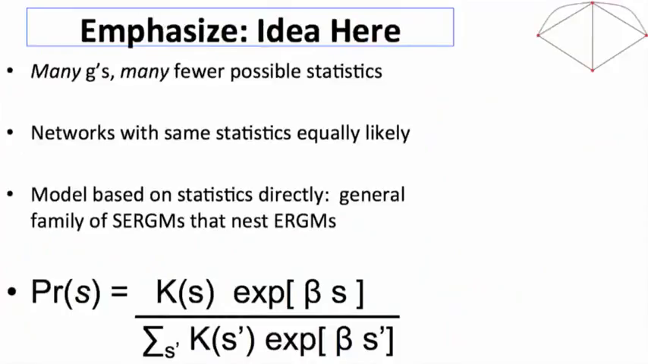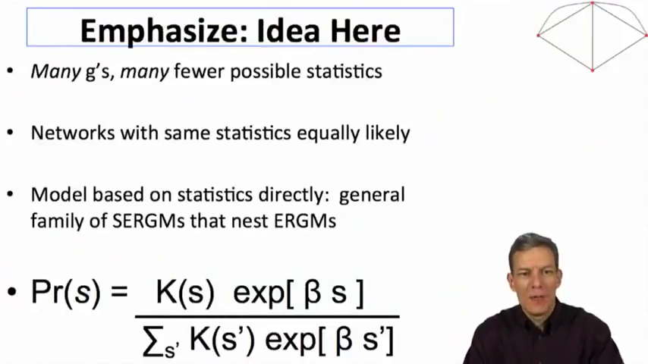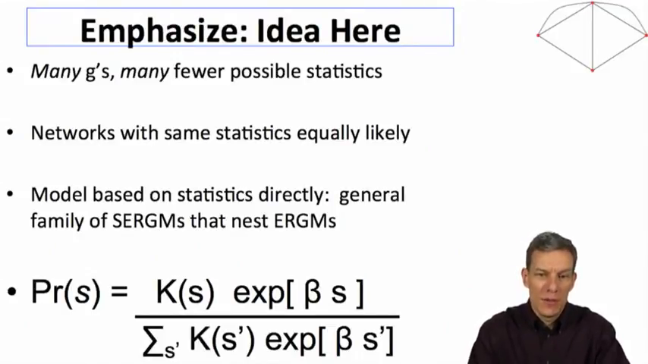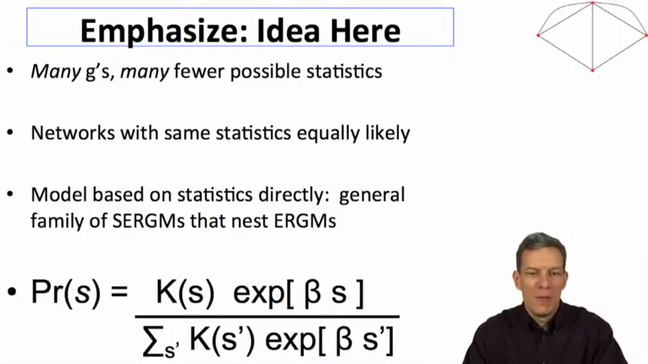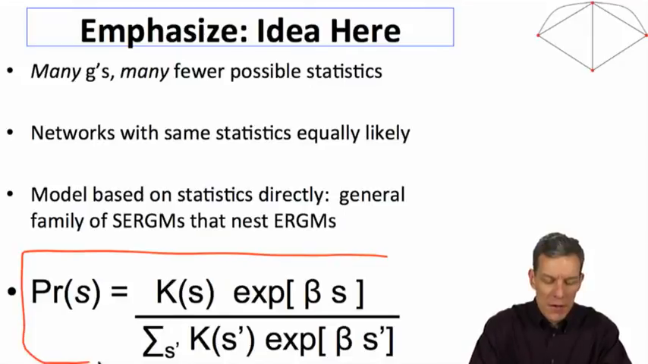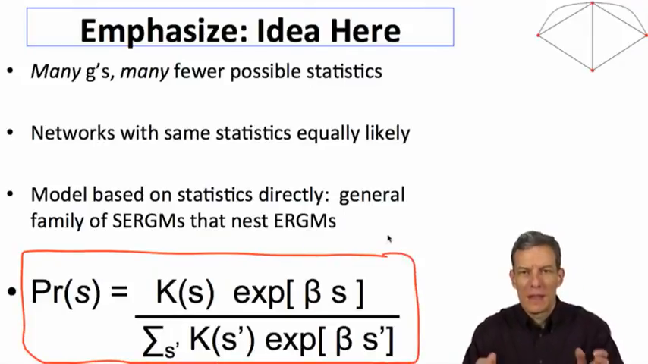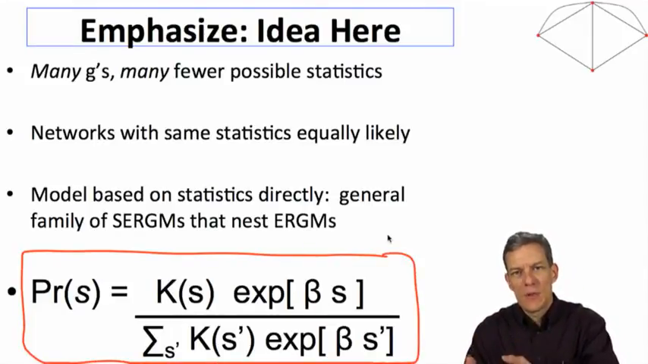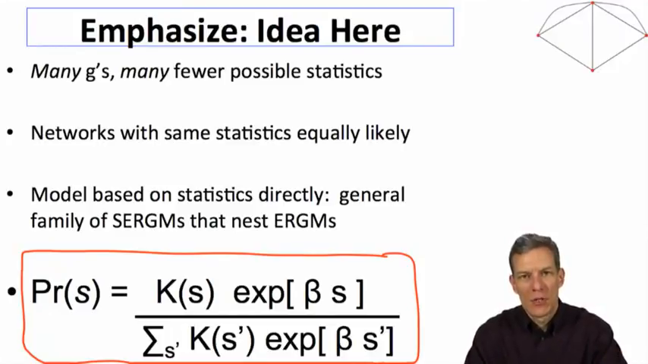Okay, so let me just emphasize the idea here. Many networks, many fewer possible statistics. Networks with the same statistic equally likely under the SERGM model. And then we can model things based on statistics generally, and a more general family allows for these weighting factors to be different, and so now we have a general class of random graph models that nest the SERGMs as a special case, but are going to be in a much smaller space and easier to work with and easier to estimate.